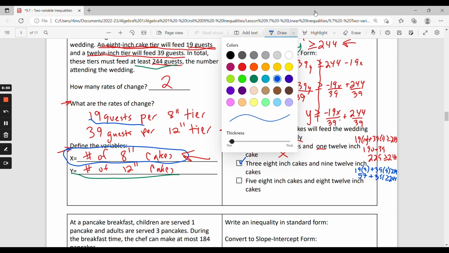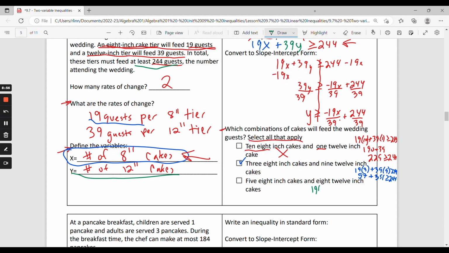So as we check our last one, I'm going to just change colors so that way we can try and keep these straight. So we've got 19 times x. Our x value is our 8-inch cakes. We have 5 8-inch cakes here, so 19 times 5. And then 8 12-inch cakes, so plus 39 times 8 is greater than or equal to 244.